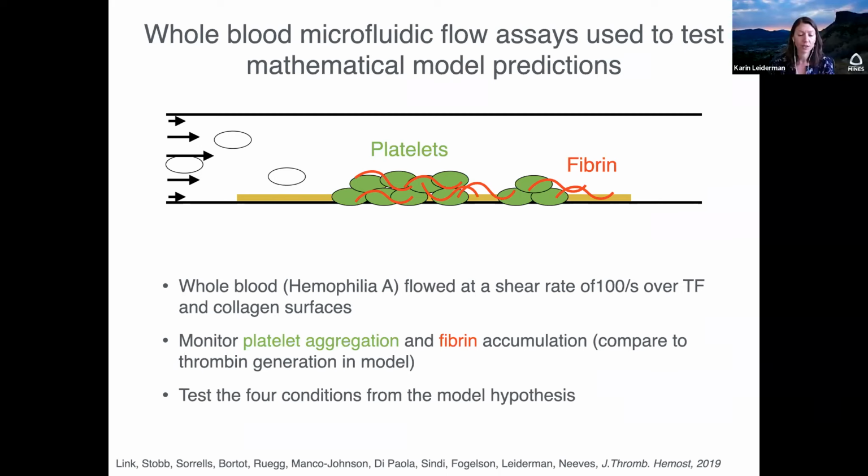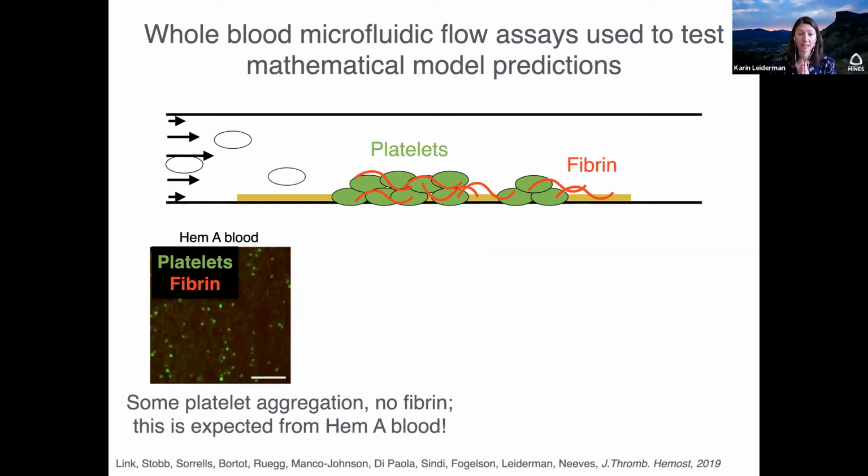And I'll just point out here that the thrombin in our model is used as a surrogate for fibrin deposition in the assay. So you're going to see green as platelets and red as fibrin in the pictures I'm going to show you in a minute. And we're going to be comparing the qualitative behavior of the fibrin to our thrombin outputs from our model. Okay. So let's go through some pictures.